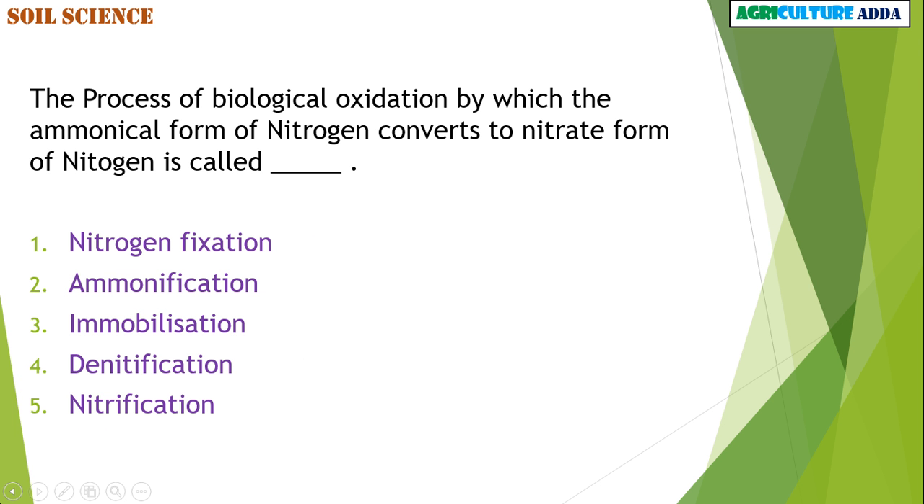Next, in the soil science section: the process of biological oxidation by which the ammonical form of nitrogen converts to the nitrate form of nitrogen is called nitrogen fixation, ammonification, immobilization, denitrification, nitrification. Answer is nitrification.